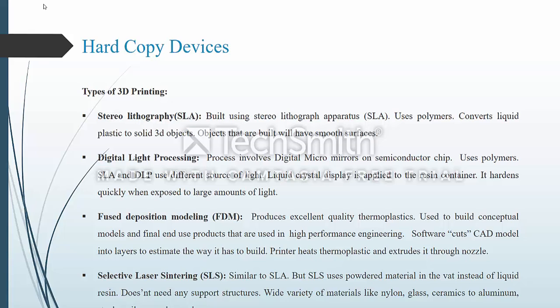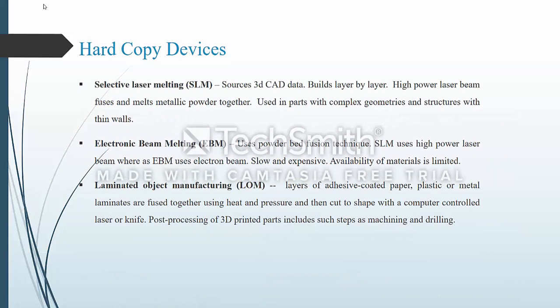Selective laser sintering. It's very similar to SLA, but SLS uses powdered material in a vat instead of liquid resin. It doesn't need any support structures. A wide variety of materials like nylon, glass, ceramics, aluminum, steel or silver can be used. Selective laser melting sources 3D CAD data and builds layer by layer. A high power laser beam fuses and melts metallic powder together. Used in parts with complex geometries and structures with thin walls.